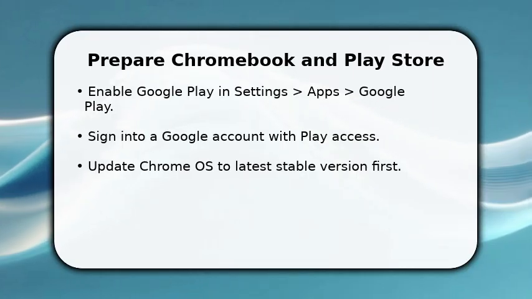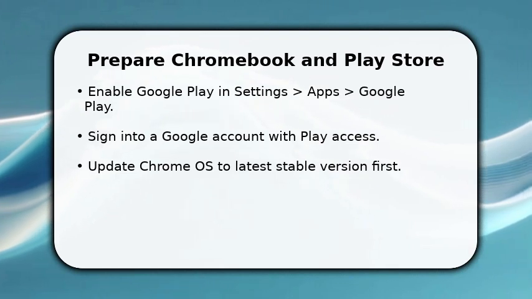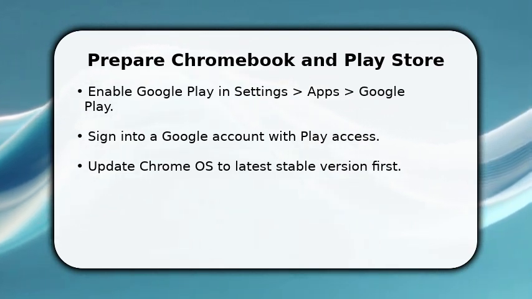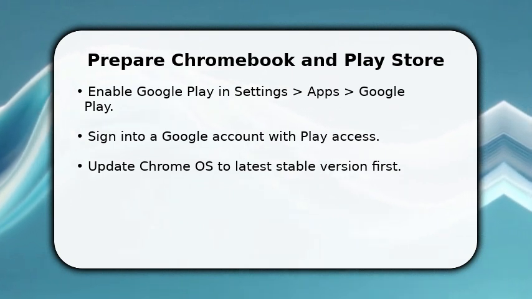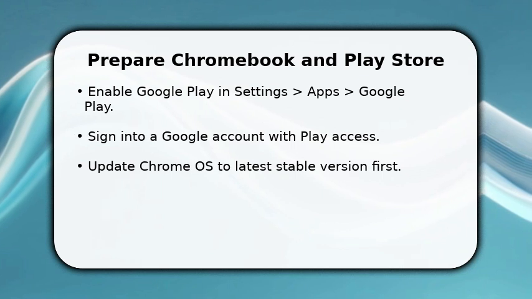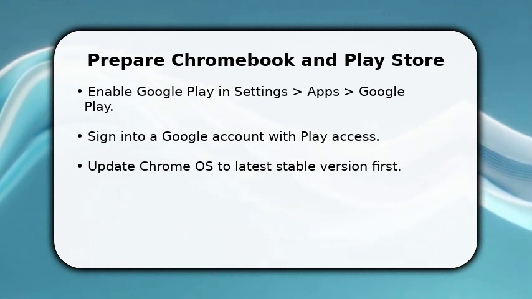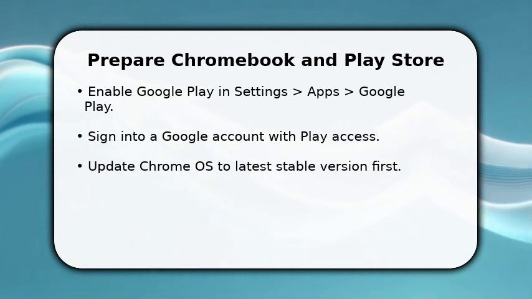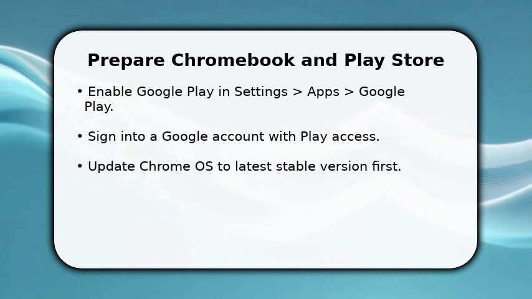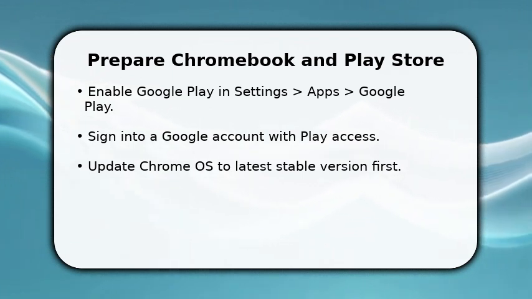You need the Play Store enabled. Open Settings and turn on Google Play for apps. Once done, sign into your Google account and check Chrome OS updates because CapCut requires recent Android support. Make sure storage has at least 5 GB free for a smooth install. If your device is an enterprise or school-managed Chromebook, you must request Play Store access from admin.